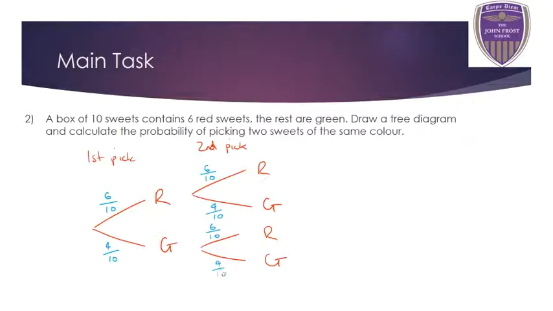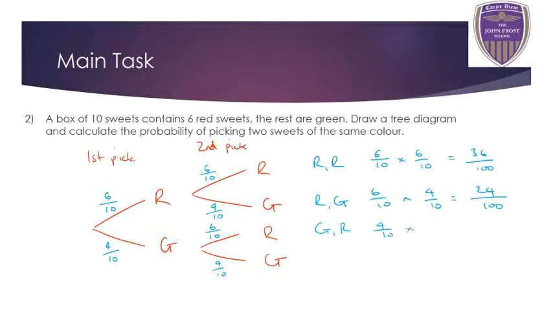Then we list the outcomes, okay? So we can get red and red together, which is 6 over 10 times 6 over 10, which is 36 over 100. Red then green, 6 tenths multiplied by 4 tenths, that's 24 over 100. Green then red, that's 4 tenths times 6 tenths, 24 over 100. And then the last possibility is green and green, which is 4 tenths times 4 tenths, which is 16 over 100. Okay, add these numbers up now, makes 100 out of 100, so we're good to answer the question.